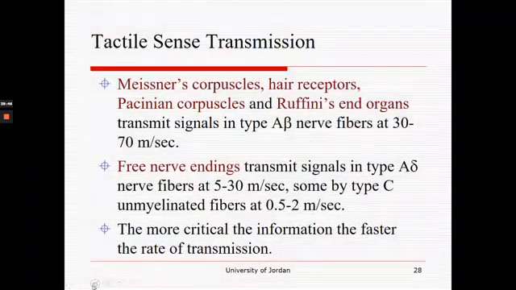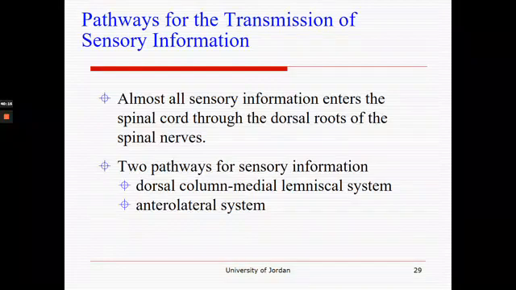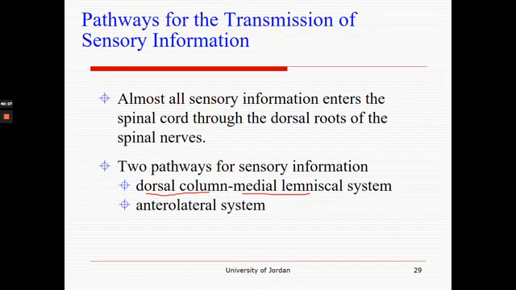Now the pathways for transmission of sensory information. Almost all sensory information enters the spinal cord through the dorsal roots of the spinal cord. So the afferent neurons have their cell bodies at the dorsal root ganglia, and they enter the spinal cord, and then they ascend in the spinal cord as two kinds of tracts: dorsal column, medial lemniscal tract. These tracts ascend in the dorsal column of the spinal cord, and they form the medial lemniscus. That's why they are called dorsal column.